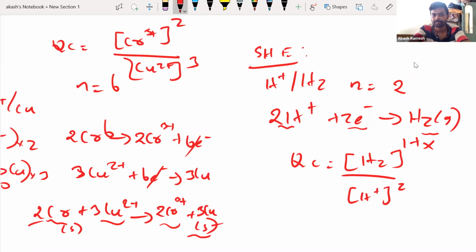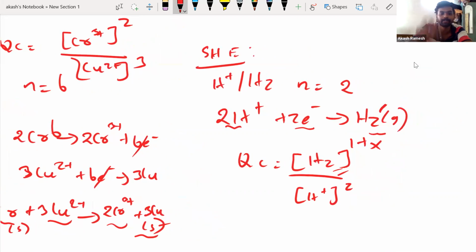Is it correct? Yes, sir. Okay. Now I have a gas. How do I talk about concentration of a gas? Okay, I think it should ring some bells. So instead of concentration here, what should I use then, if it is a gas? In general, in the QC equation, if you have a gas, what do you use? Correct. We have to use the partial pressure of H2.